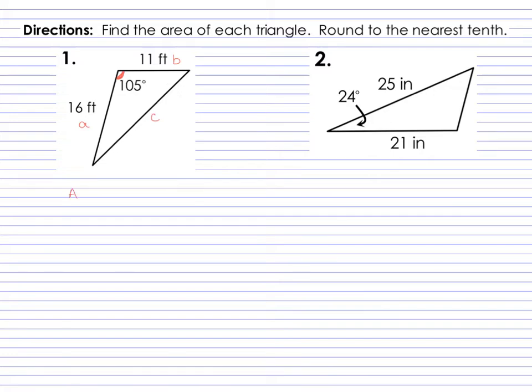So all we have to do is have our formula and plug it in. Area equals 1/2 AB sine C. So we've got area equals 1/2 times 16 times 11 times the sine of 105 degrees. Plug that in your calculator and you're going to find that the area equals 85, in this case, feet squared.